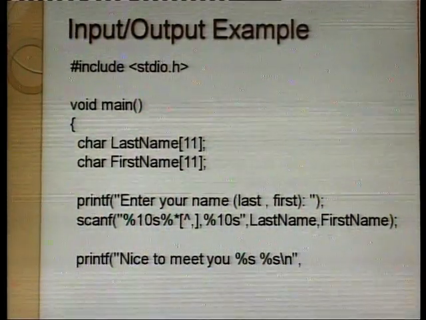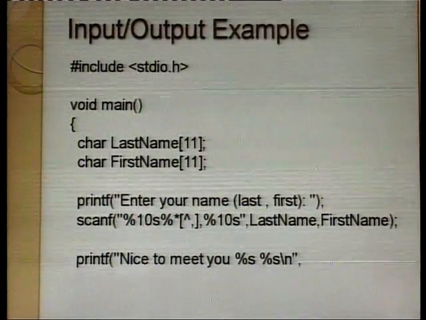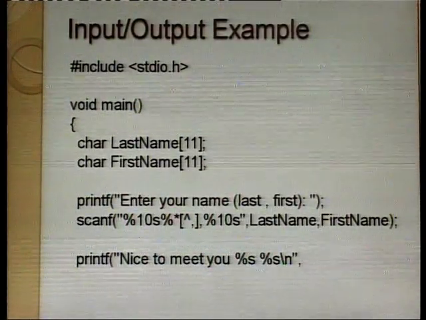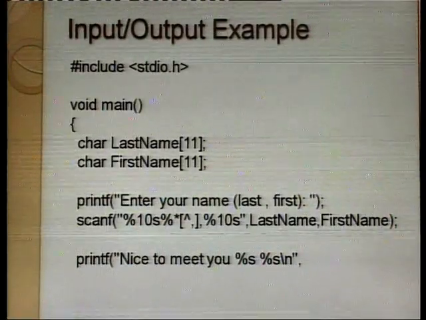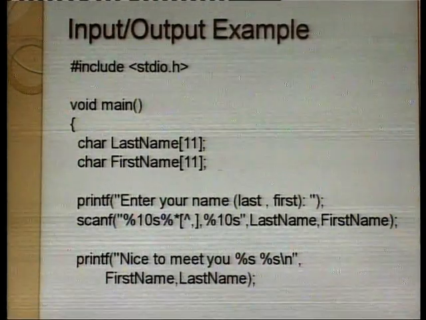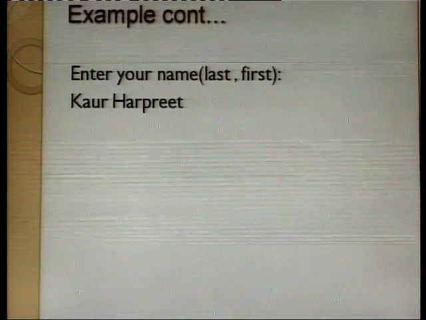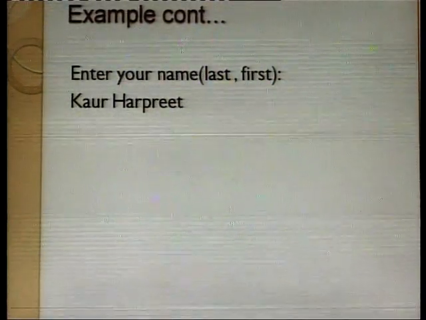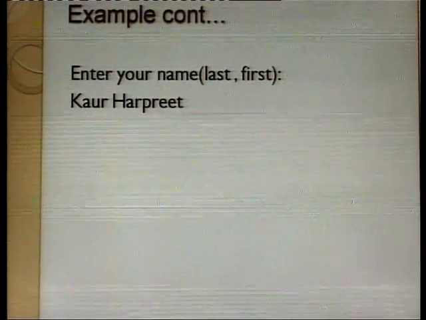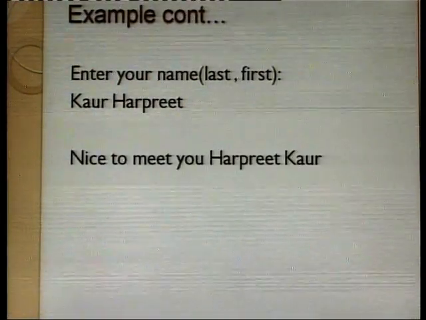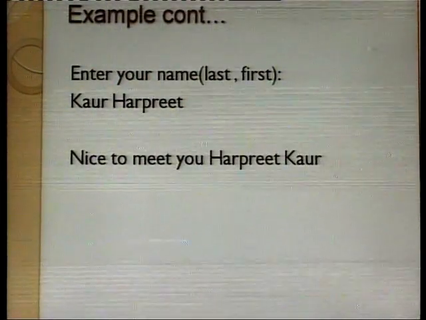In the next line, we are going to print, that is, nice to meet you, first the first name, and then the last name. So when we execute this program, the output will be enter your name, that is last, then first. For example, I have entered last name Kaur and first name Sumanpreet, then the output will display nice to meet you Sumanpreet Kaur.